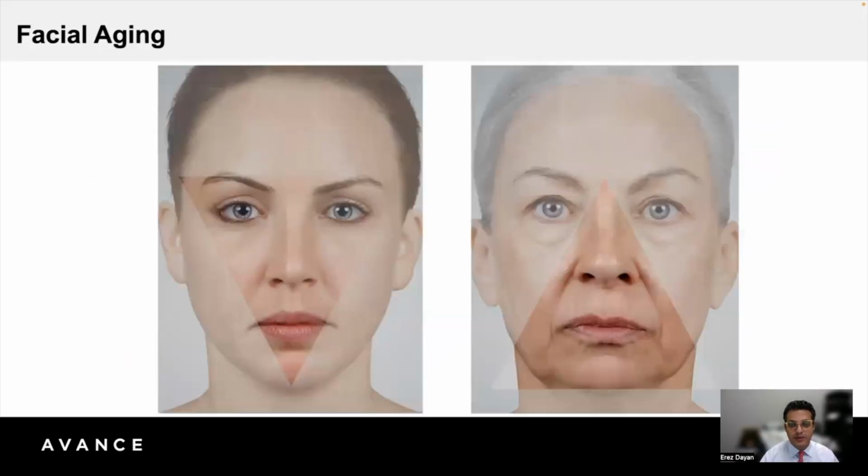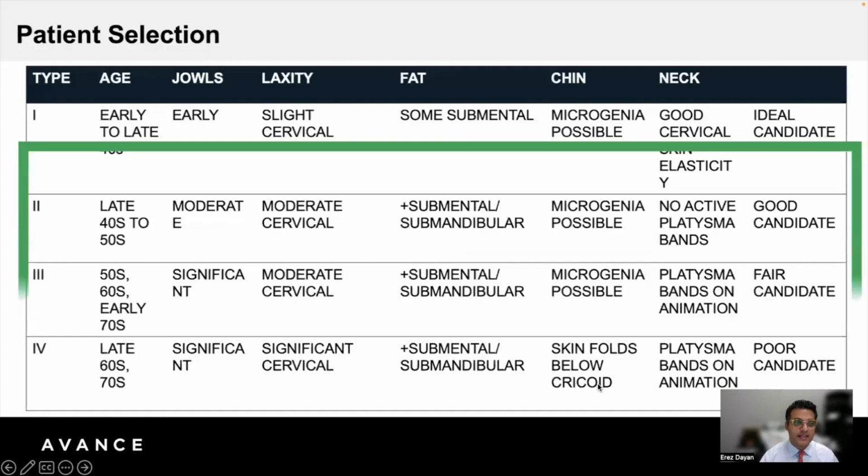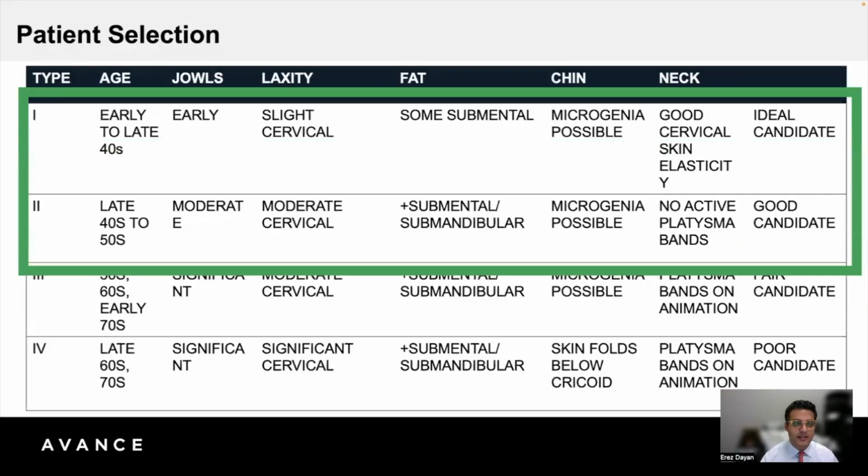So we tell patients, when we look at facial aging, when you're young, your face is like an upside down triangle. And as we age, it becomes more of a right side up triangle with heaviness in the lower face and neck area, jowling, submental laxity. So the ideal patients for any of these energy-based technologies, really ideally the younger the better, the better the skin elasticity. So typically patients in their 40s or 50s with moderate jowling, moderate soft tissue laxity in the submental area. Ideally no platysmal bands, because these technologies won't correct any kind of muscular banding underneath.